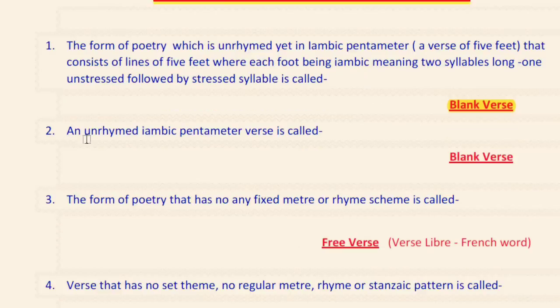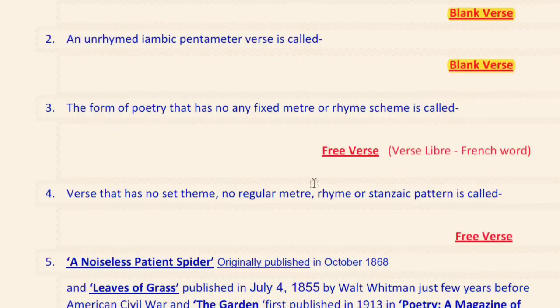Question number 2. An unrhymed iambic pentameter verse is called. The answer is blank verse. Question number 3. The form of poetry that has no fixed meter or rhyme scheme is called. The answer is free verse. In French, it's also known as verse libre. Question number 4. Verse that has no set theme, no regular meter, rhyme or stanzaic pattern is called. The answer is free verse.